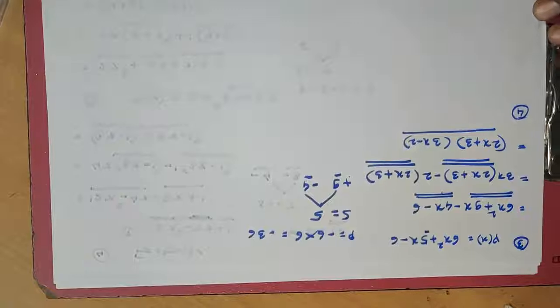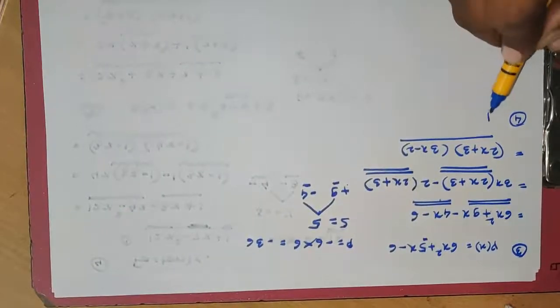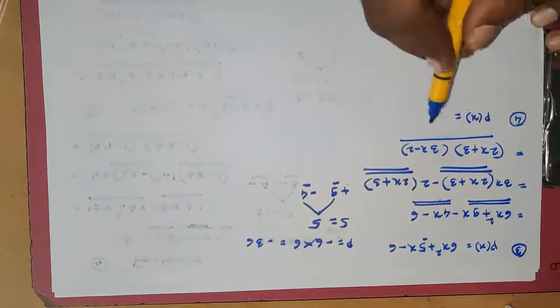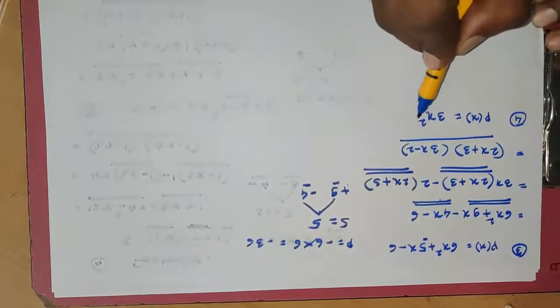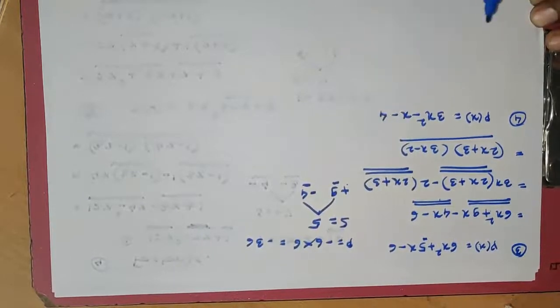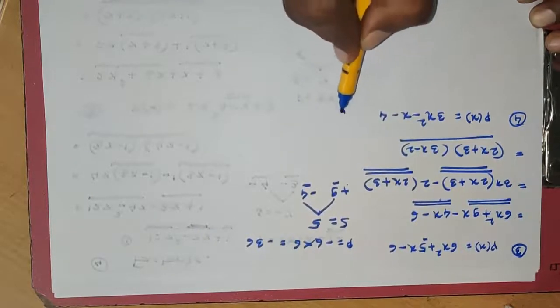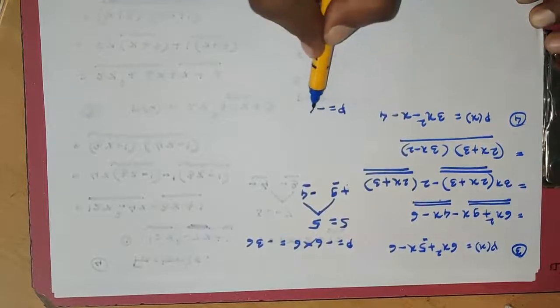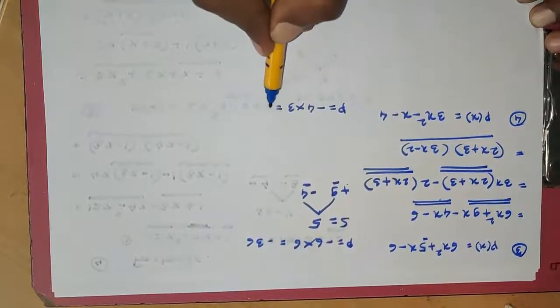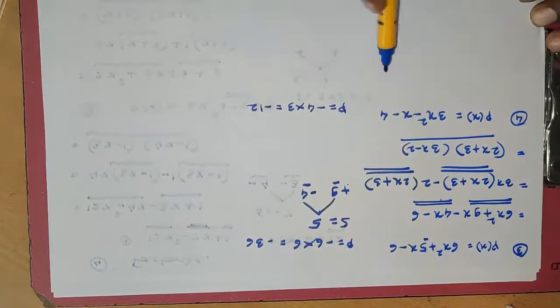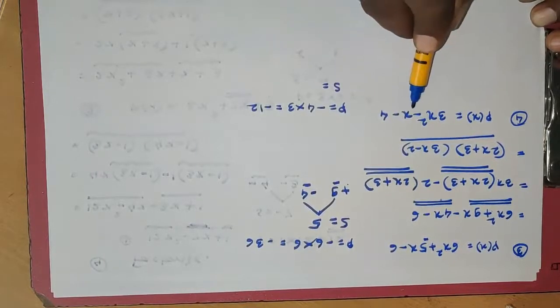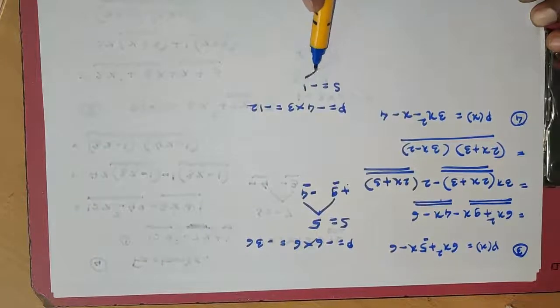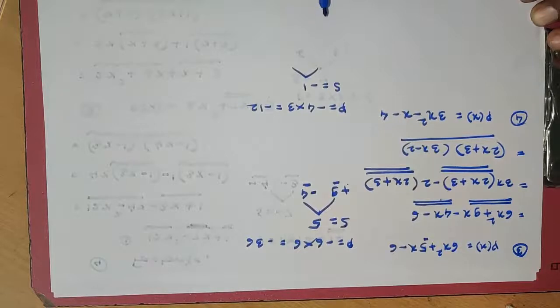We'll move to the next question here. That is p of x is equal to 3x square minus x minus 4. Again we will use the same method here. Product will be the product of last term into coefficient of first term, that is minus 12, and sum will be the coefficient of the middle term, that is minus 1. So which two numbers are there which will give product minus 12 and sum minus 1?